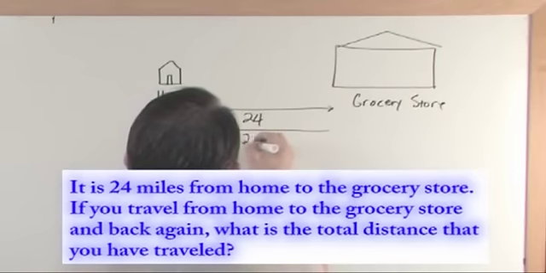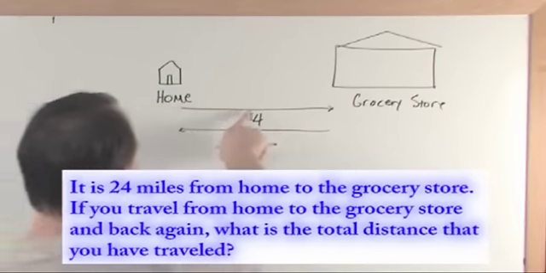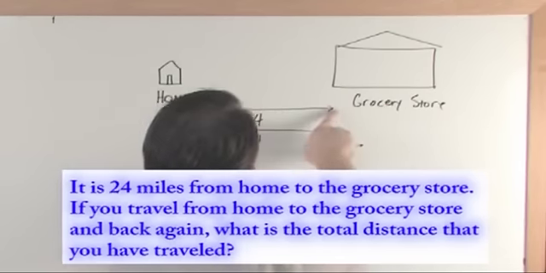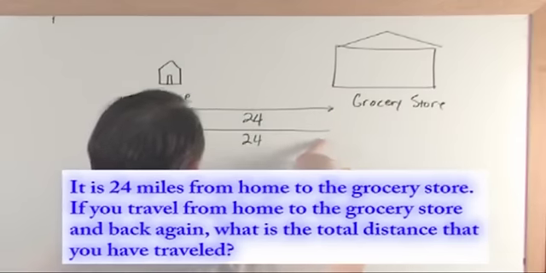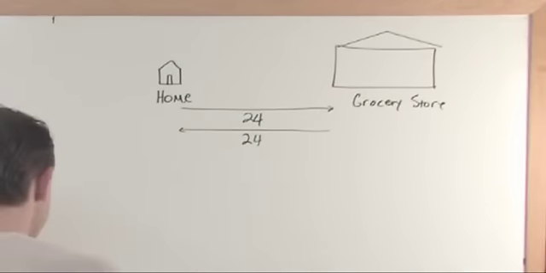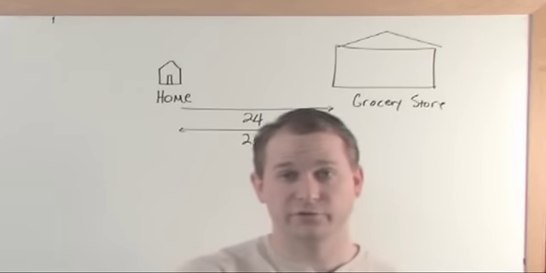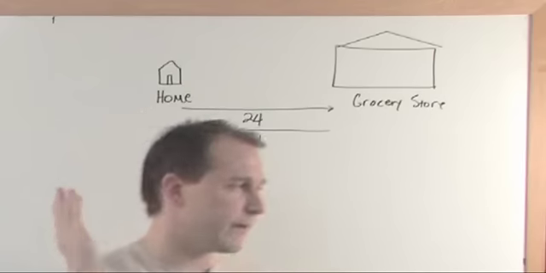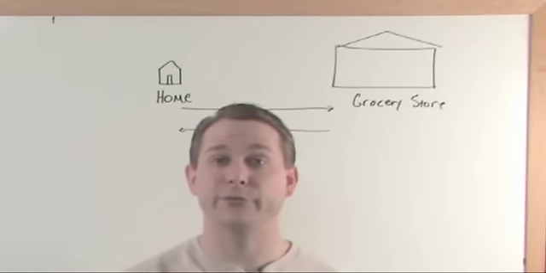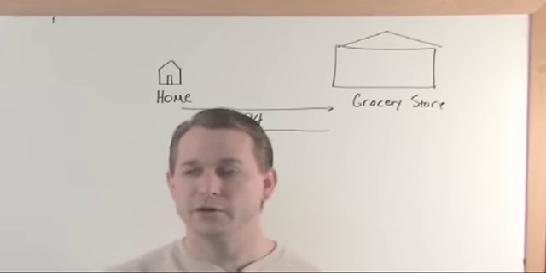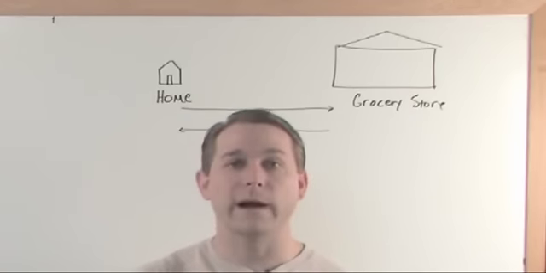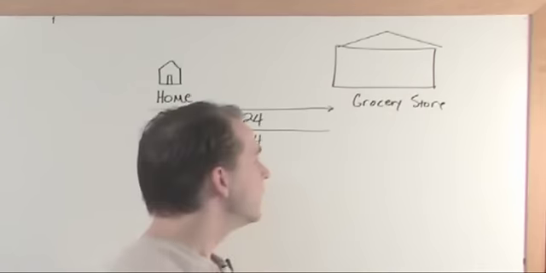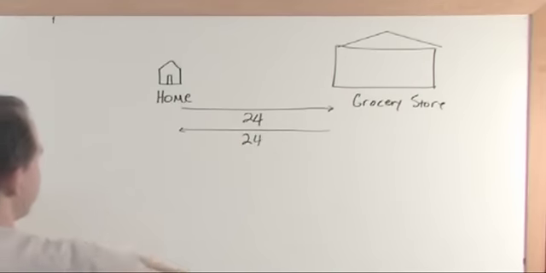Now, when you go to the grocery store, you're going 24 miles, and then when you turn around and come back, you're going 24 more miles. Because if I go to the store and travel 24 miles, because that's how far apart they are, and then I turn around and come home, I must come back through the same 24 miles, okay? You go there, you come back. You've got to go twice the distance, okay? So, 24 miles there, 24 miles back.